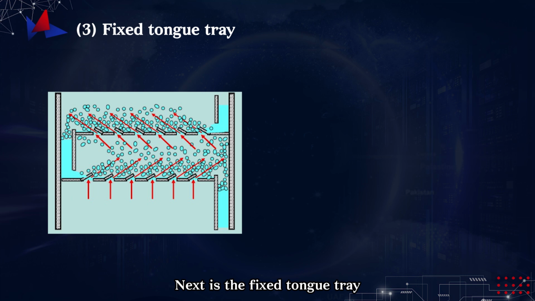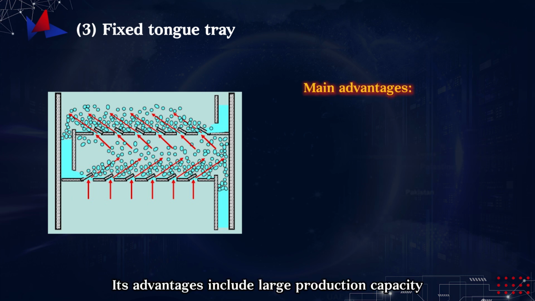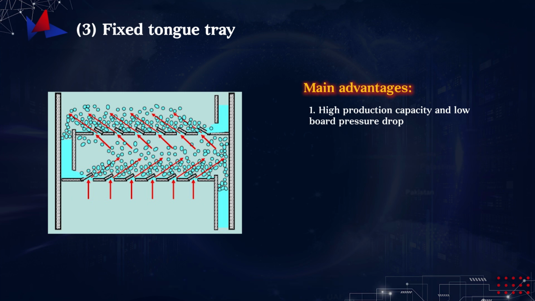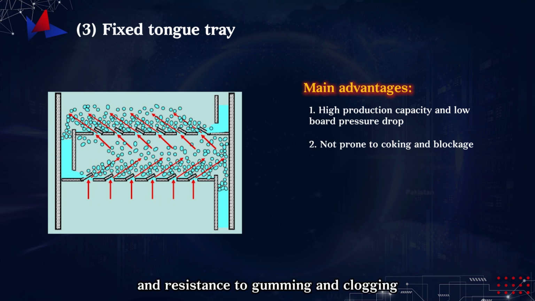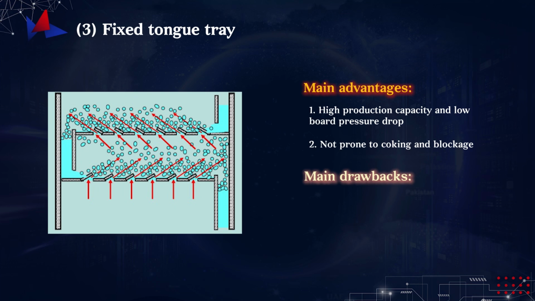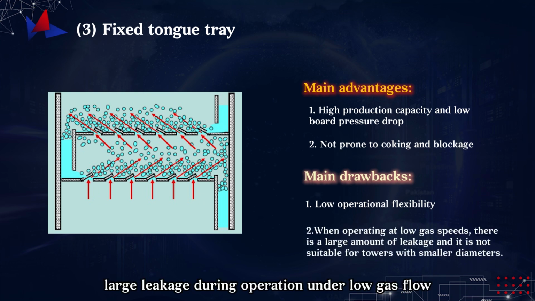Next is the fixed ton tray. Its advantages include large production capacity, low tray pressure drop, and resistance to gumming and clogging. Nevertheless, it has disadvantages too. One is narrow operating flexibility, large leakage during operation under low gas flow, and incompatibility with towers with small diameters.